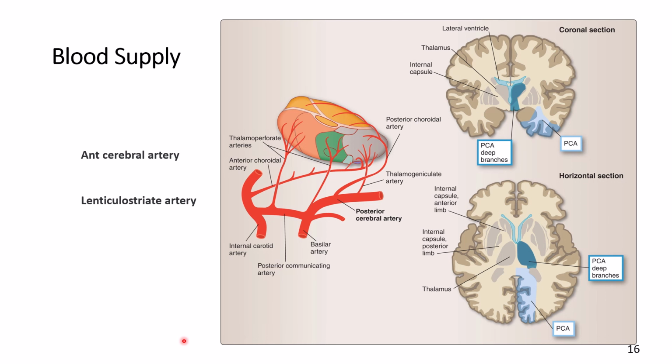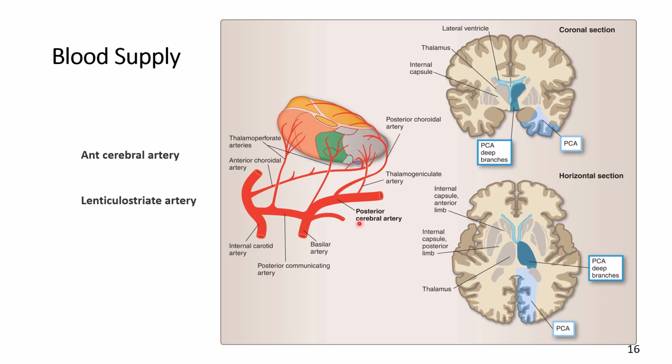The blood supply of the thalamus: this diagram in your textbook does not provide all the information. So the easier way to understand this is to start from here. This is the basilar artery, which branches and becomes the posterior cerebral artery. This is the internal carotid, and that is branching to the middle cerebral artery, and there should be an anterior cerebral artery, which is not there.